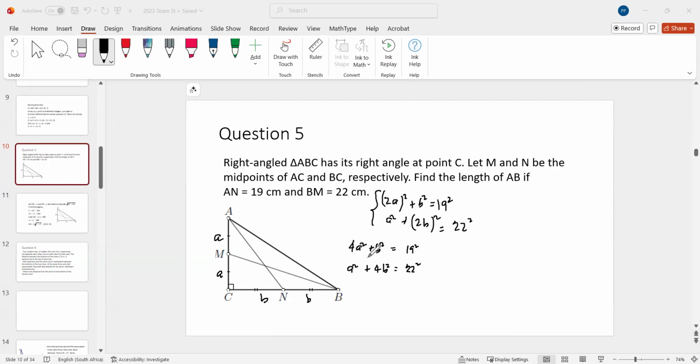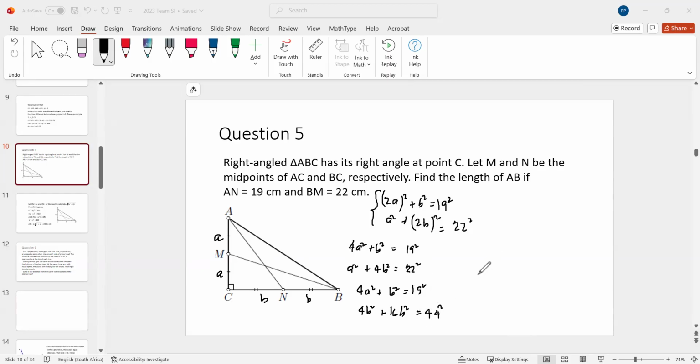Okay, now I've got two equations with two unknowns. So I can solve. I've got 4a squared plus b squared equals 19 squared. And then I can multiply this by 4 to try to eliminate b. So I've got 4a squared plus 16b squared. Multiply this, and now this is 4 squared, 4 times this is 2 squared, 2 squared times 22 squared. So that is 44 squared.